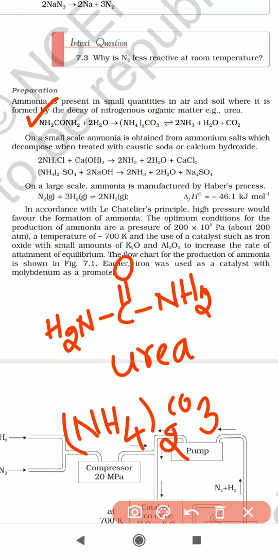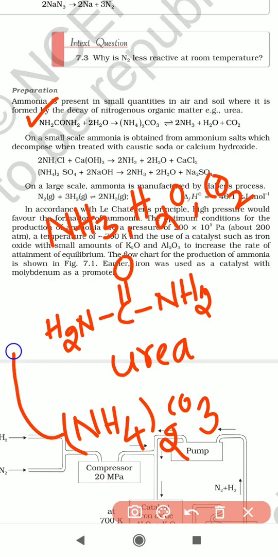This ammonium carbonate is an intermediate compound. It further decomposes to produce ammonia, a water molecule, and carbon dioxide gas. So ammonium carbonate decomposes into three components: ammonia, water, and carbon dioxide. By using this method, we can produce only a very small quantity of ammonia.